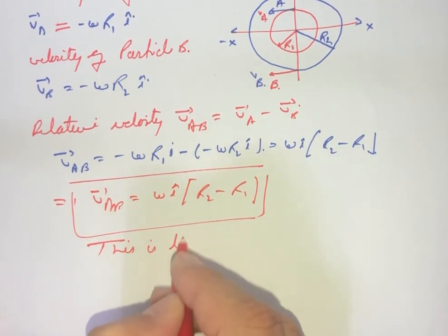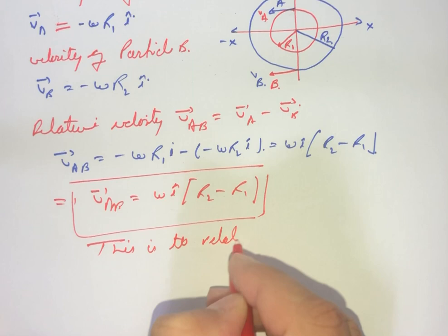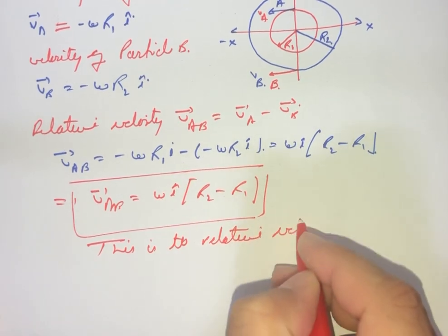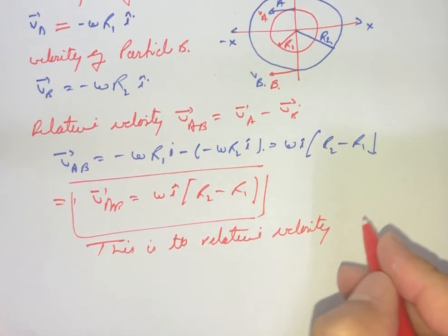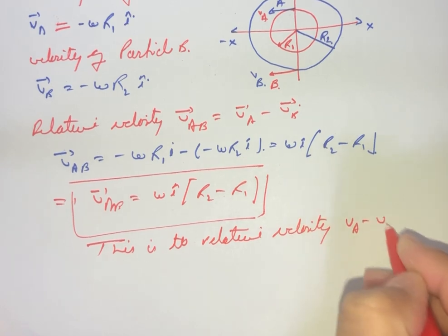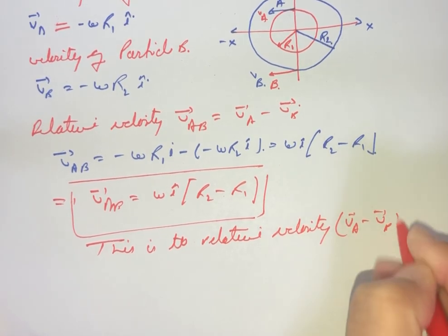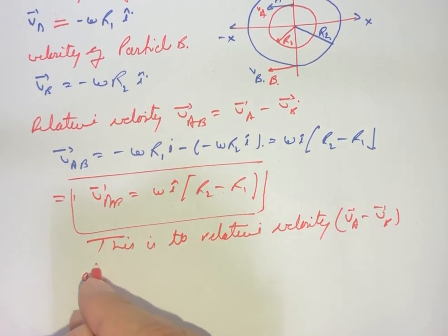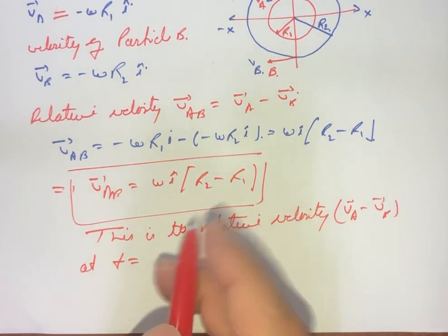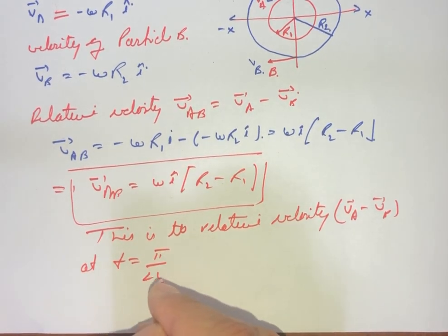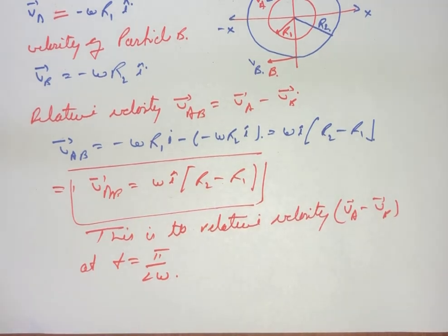This is the relative velocity VA minus VB at t is equal to pi by 2 omega. So this completes the question. Thank you.